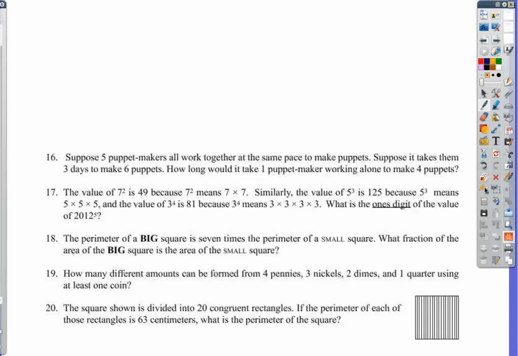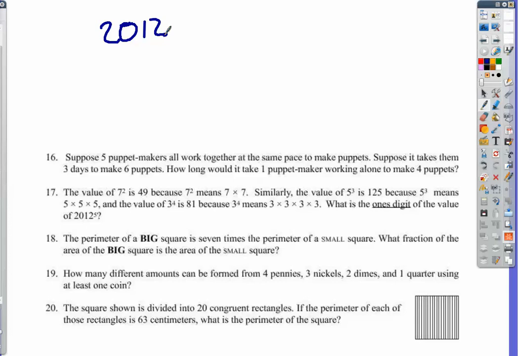So what is the ones digit of 2012 to the 5th? Now, your first inclination is going to be to do 2012 times 2012 times 2012. We're going to do that 5 times, right? But that would take forever, wouldn't it? Yes, we don't want to do that.